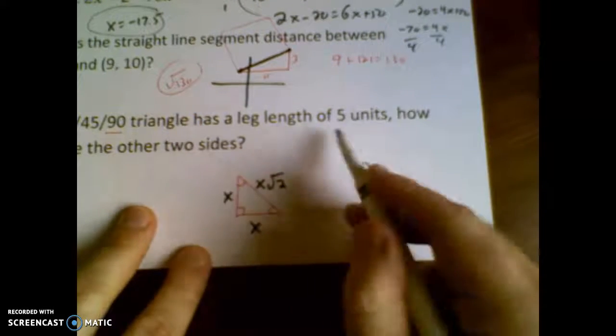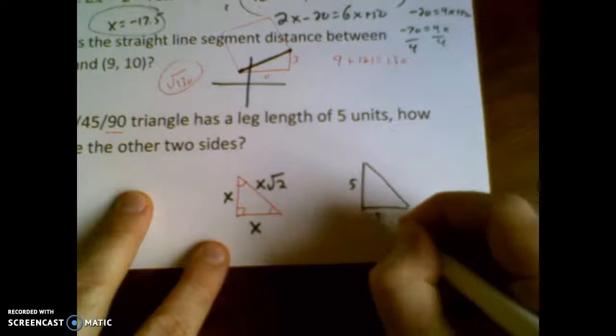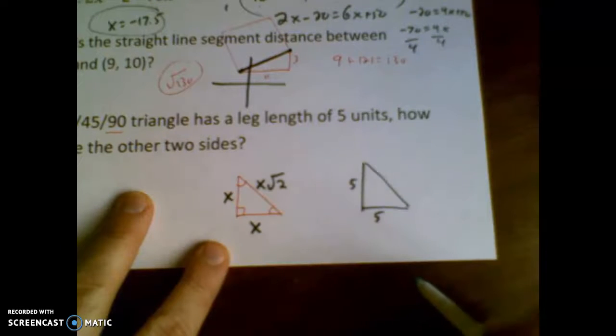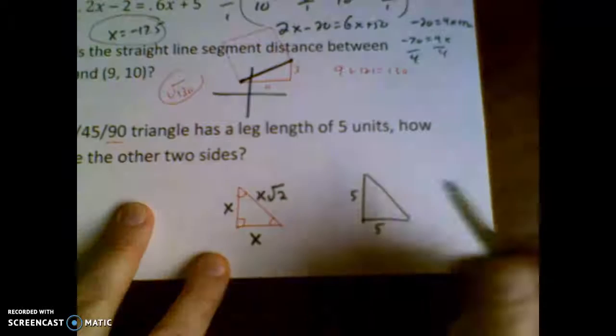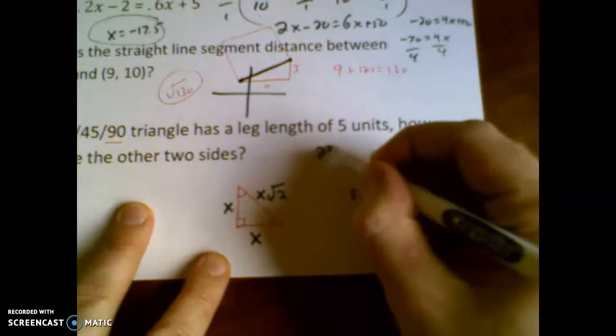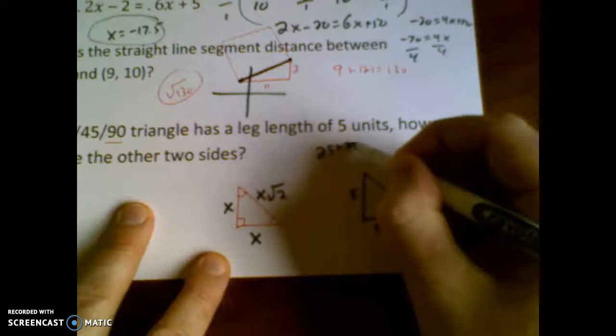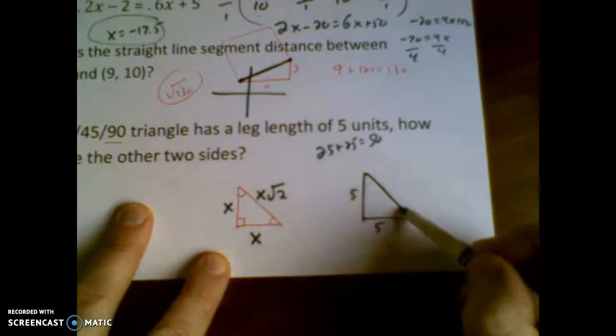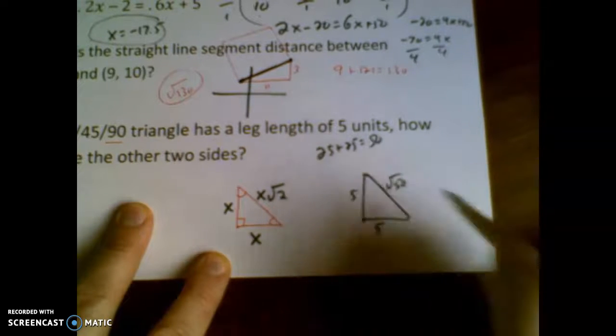So I said a leg length is 5. That implies the other leg length has to be 5. And if I apply the Pythagorean theorem, just like I did in the previous problem, I take leg squared plus leg squared, and I end up with 50. So this side would be the square root of 50.